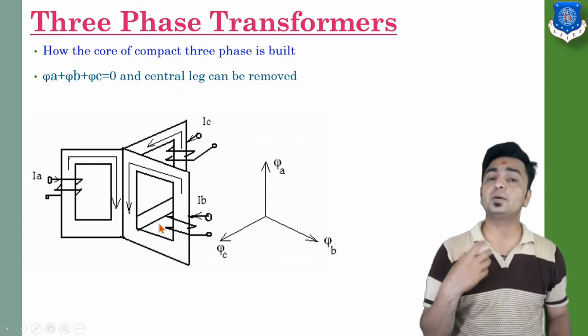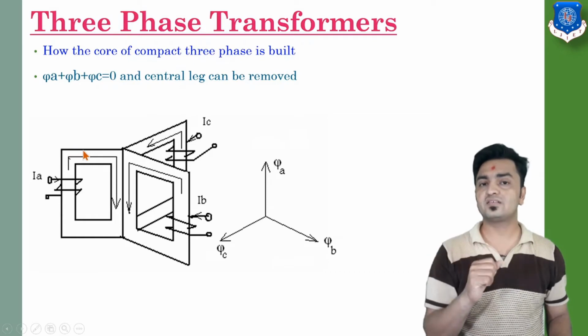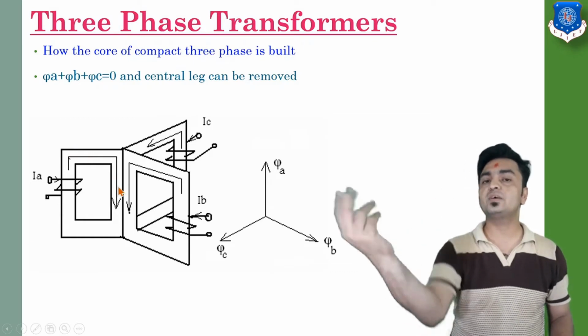When supply is provided to these three windings, there will be three fluxes of three phases. As an example, here we considered A, B, C phase.